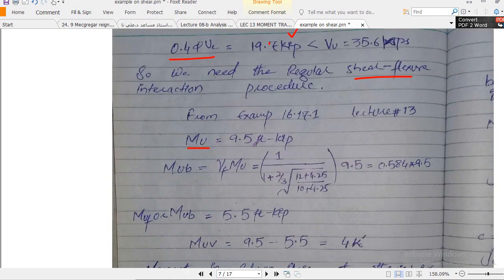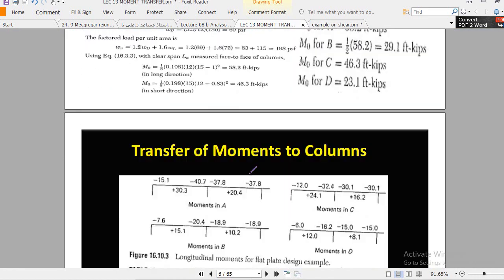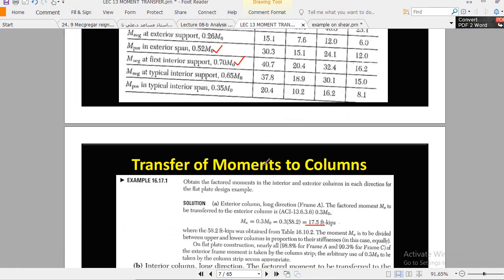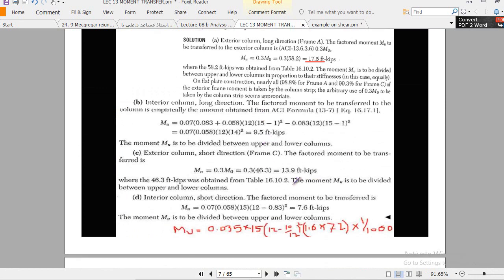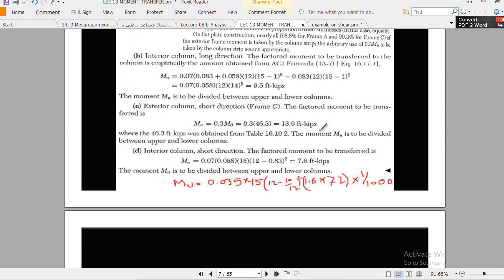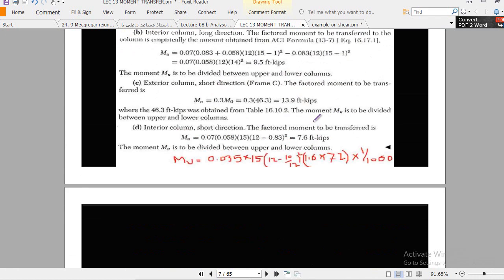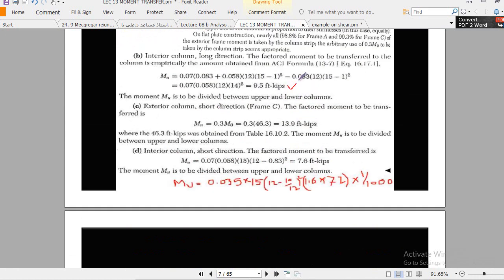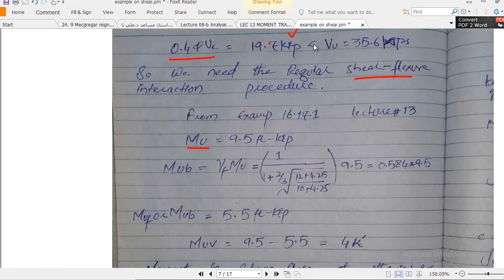My MU is 9.5 feet kef. I already determined this in lecture number 13, for the interior column, by using the equation. This is 9.5 feet kef. And here I need my MUB or MUF, the moment which is transferred by flexure.